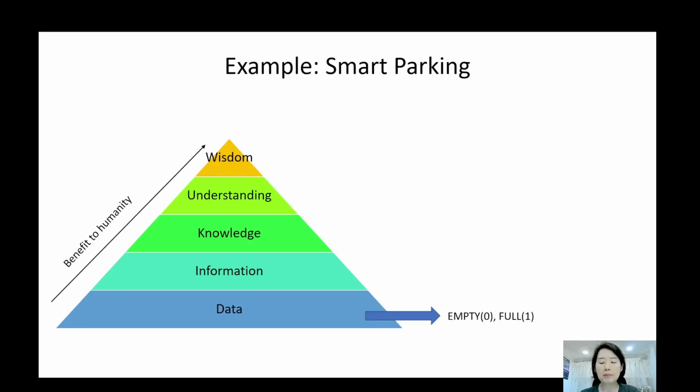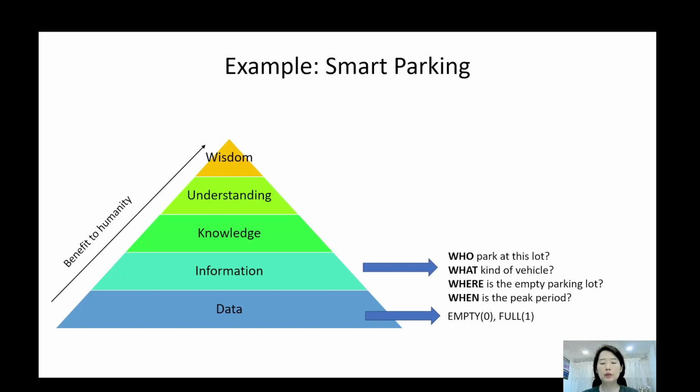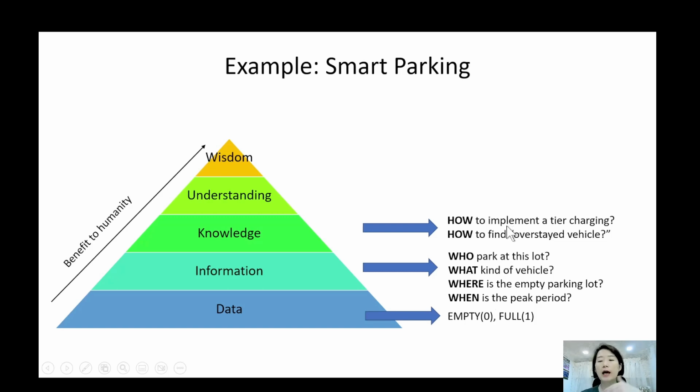For example, in smart parking, you might just have data like this is full and this is empty. You collect data that in this car park you have 100 empty spaces and 100 full spaces, altogether 200. But if you process the data further, you might get information on who is parking in this lot, what kind of vehicle, where the empty parking lot is, and when the peak period is. Processing the information further, you might find out how to implement tiered charging, how to find overstayed vehicles, and further up, why my parking utilization is low.